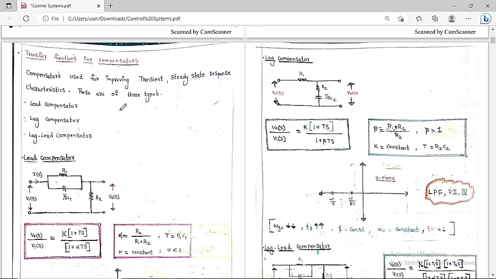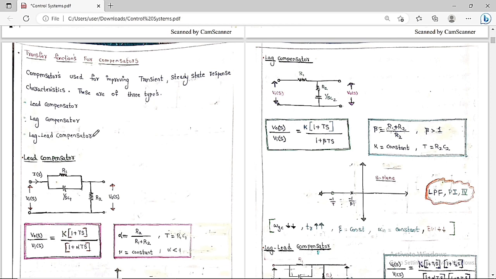There are basically three types of compensators, which are lead compensator, lag compensator, and lag lead compensator. These are the three compensators which are going to be used in the control system. Therefore, compensators are used for improving the transient response as well as the steady state response characteristics.